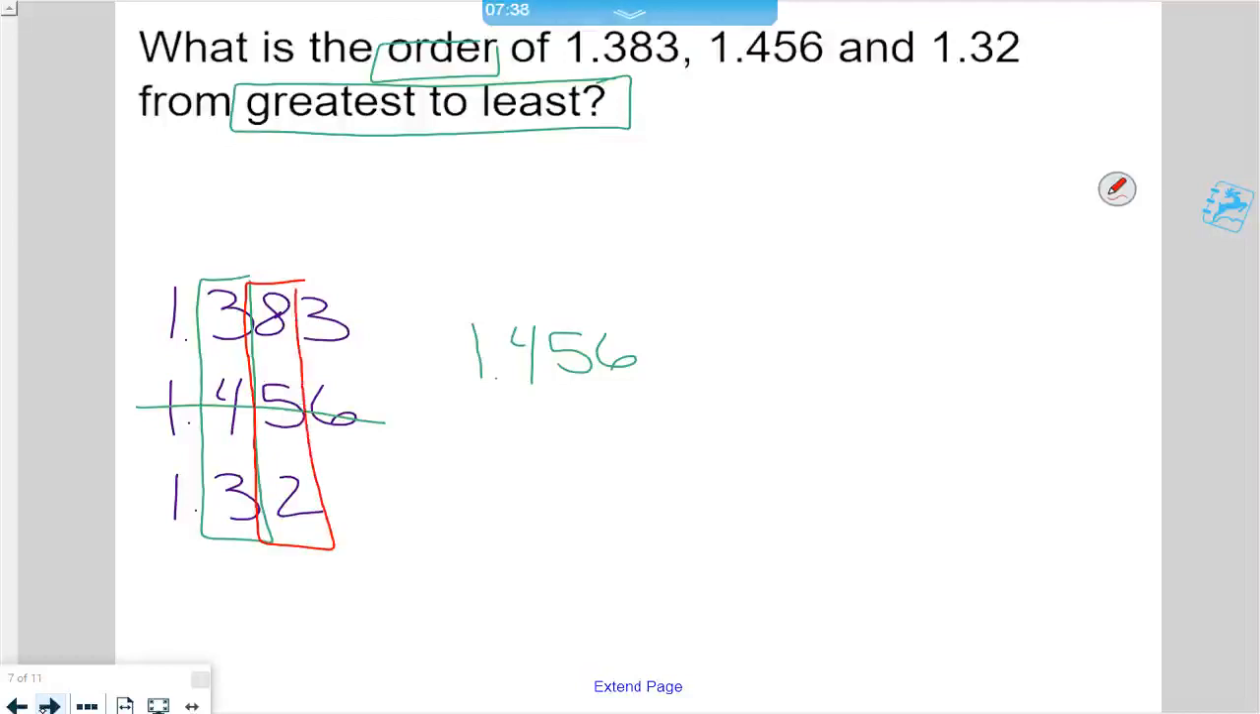Now I see that I have an 8 and a 2. Which one is my next biggest number? It's 1.383, or 1 and 383 thousandths, which leaves us with our last number, 1 and 32 hundredths.